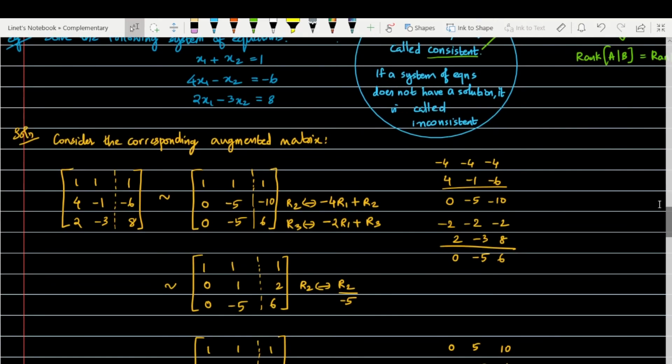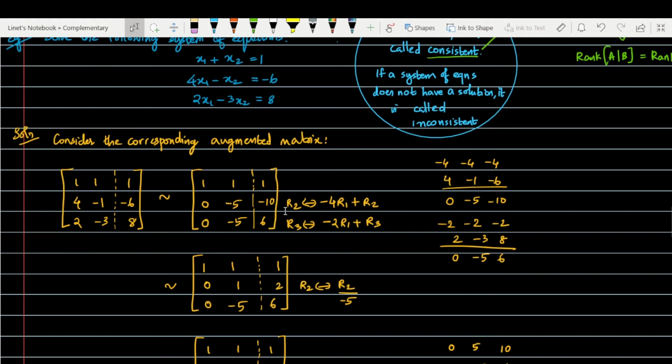So for this, you are going to consider the augmented matrix of the system. The augmented matrix will be 1, 1, 1, 4, minus 1, minus 6, 2, minus 3, 8. Okay. And then you have 1 as the first non-zero entry in the first row. So we will make all the others 0.